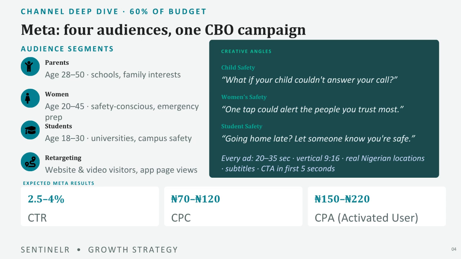We are looking at getting a click-through rate of 2.5 to 4%, a CPC, cost per click, of 70 to 120 naira, and for activated users, cost per acquisition, we are looking at 150 naira to 220 naira.